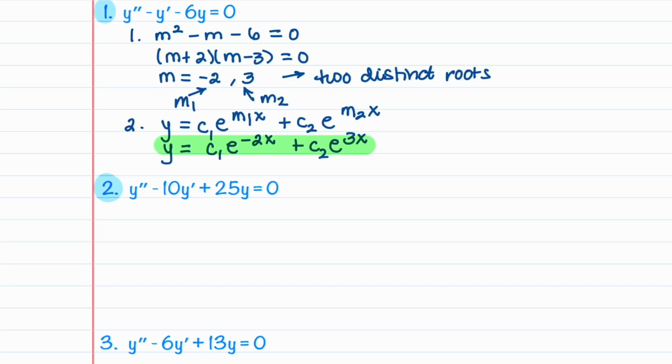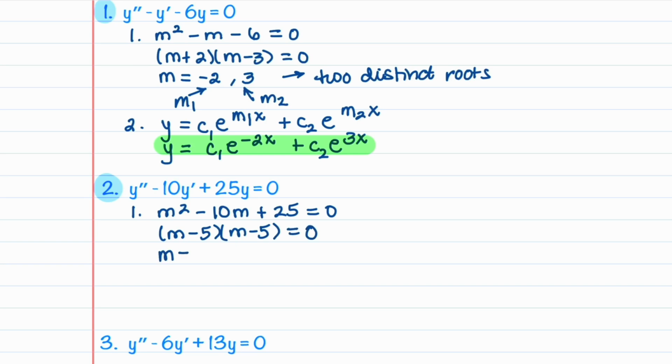We have y double prime minus 10y prime plus 25y is equal to 0. Let's begin by writing down the characteristic equation. That's m squared minus 10m plus 25 is equal to 0. Let's factor it. We have m minus 5 and another m minus 5, and that's equal to 0. This gives us m is equal to 5 and 5. So we have what's called 2 repeated roots.